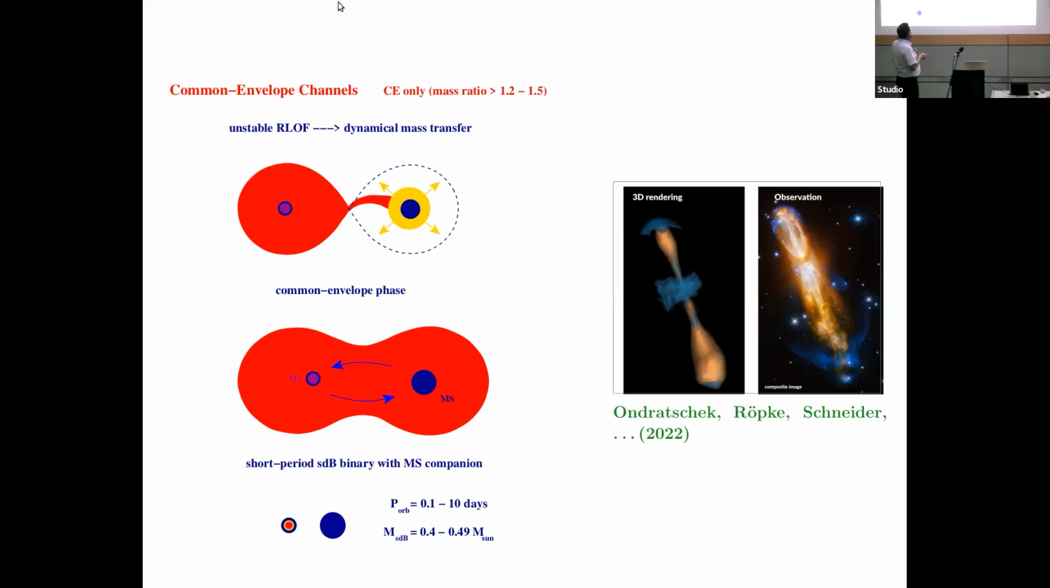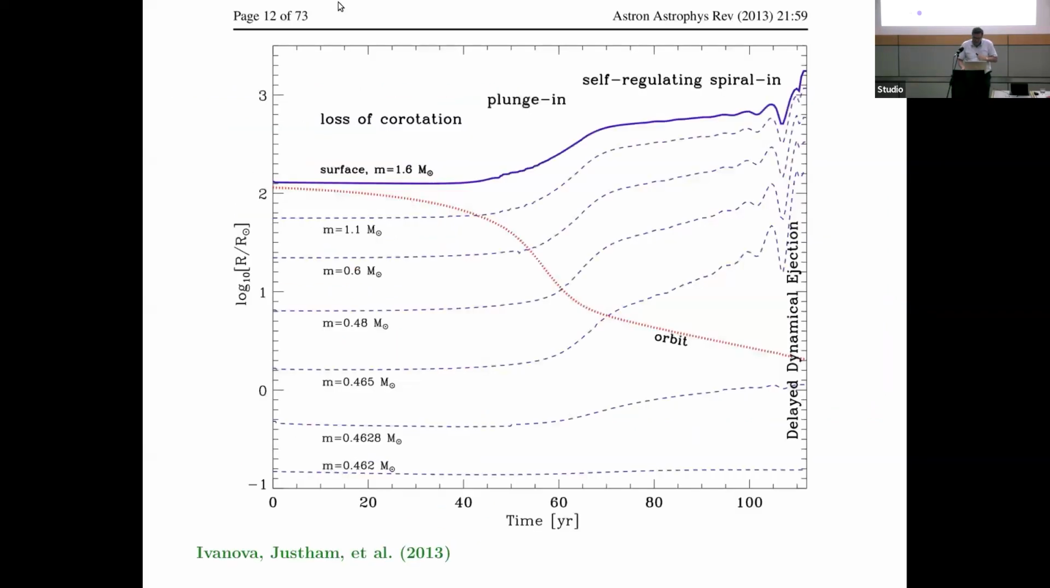Now, this is not what we have done. We looked specifically at the phase, what's the response of the envelope to having a star, a binary system, spiraling in. And we do that in 1D. So all the interesting 3D effects are lost. But we can do more physics, we can look at all the physical processes that are relevant. And this is typically what we do.